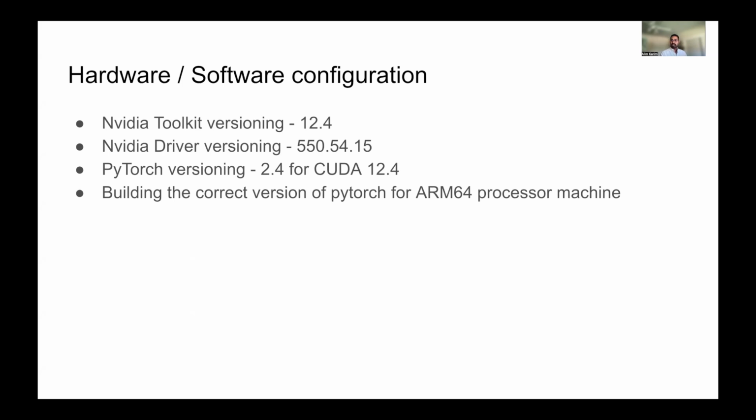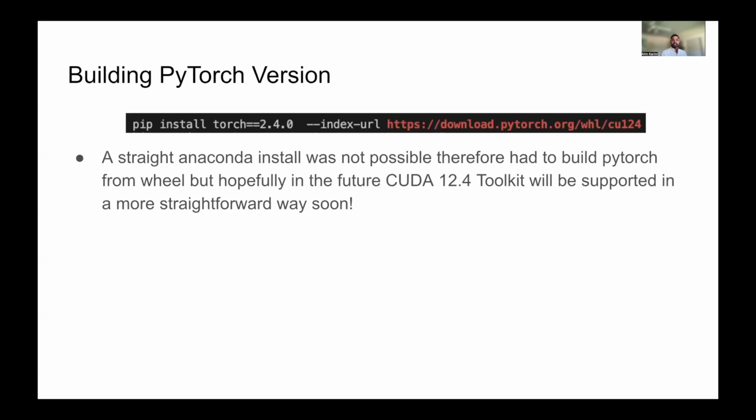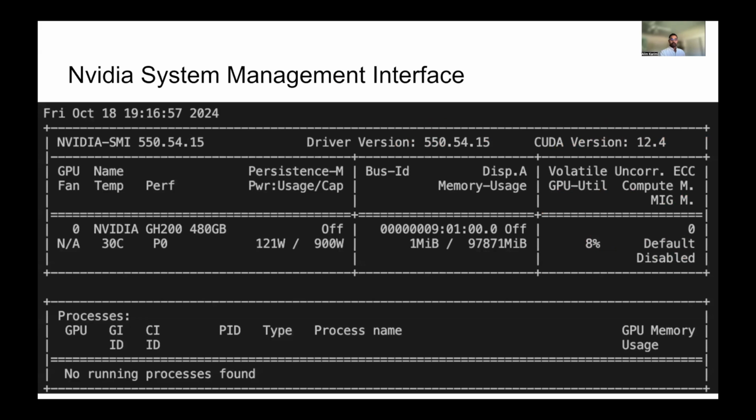So we had to do a little bit of digging on some forums. At the end of the day, you can build from a wheel for the CUDA 12.4 toolkit. So yeah, a straightforward Anaconda install was not possible, but they should be rolling out a release sometime soon. So you have to go through some of this just to get the PyTorch model to be able to find the GPU. And once you get over that hurdle, you're kind of ready to train.